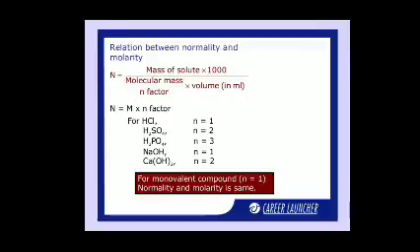Relation between normality and molarity. Normality is equal to mass of solute into 1000 by molecular mass into n factor into volume of solution in milliliters. Therefore, normality is equal to molarity into n factor. For HCl n is 1, H2SO4 n is 2, H3PO4 n is 3, NaOH 1, calcium hydroxide 2. For a monovalent compound n is equal to 1, so normality and molarity are the same.